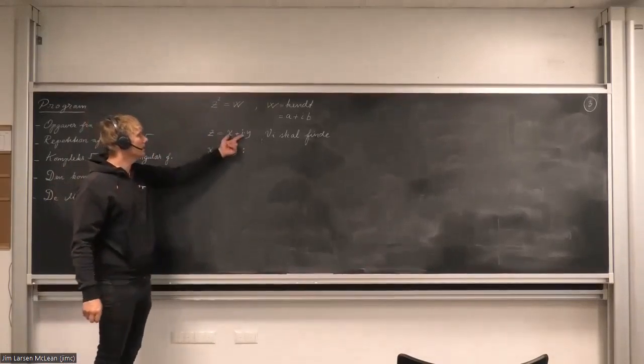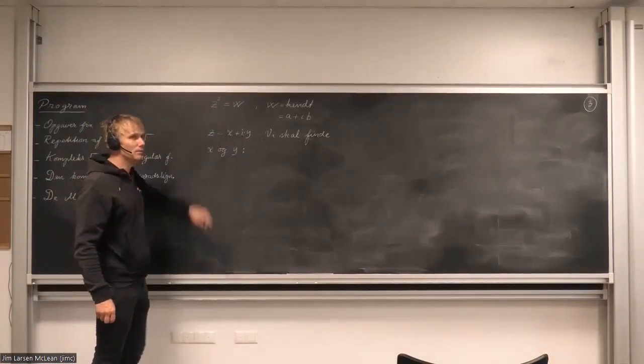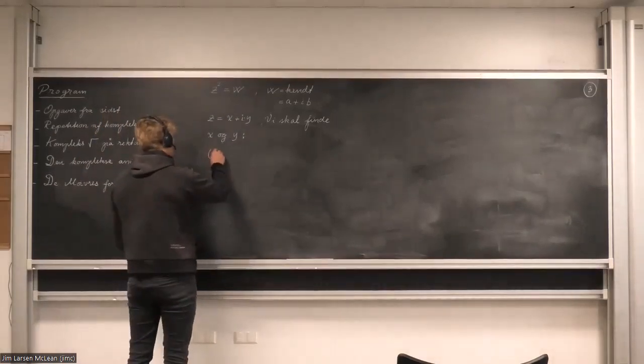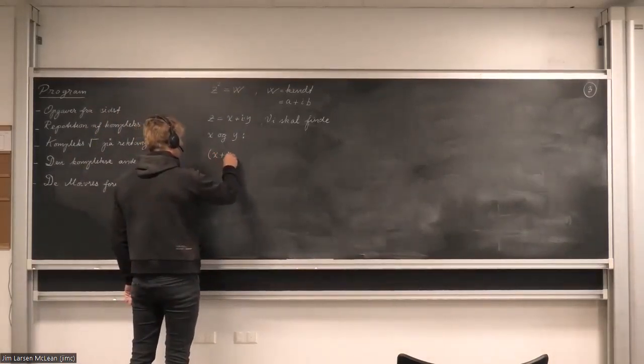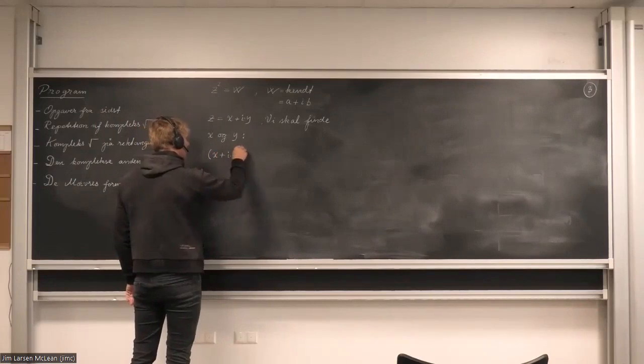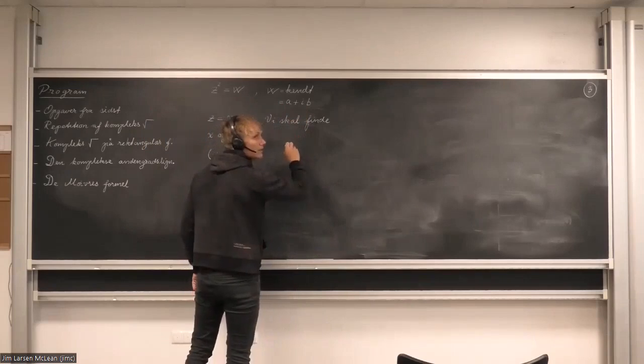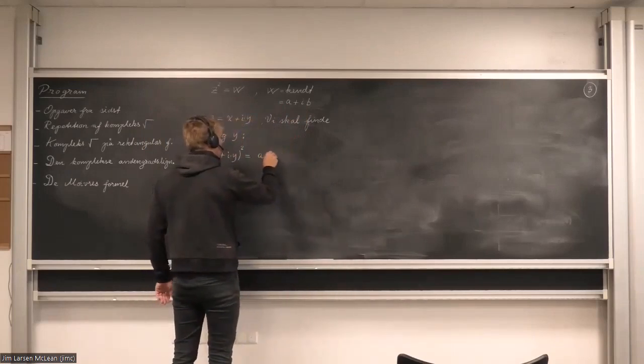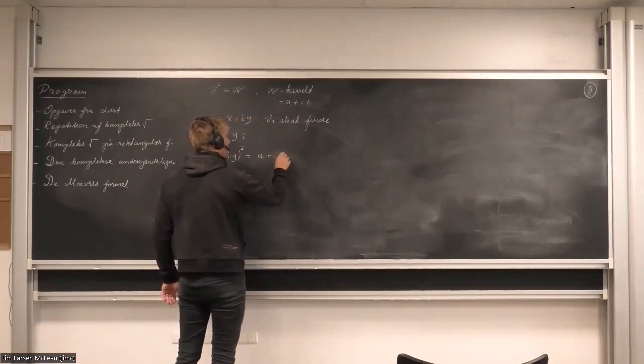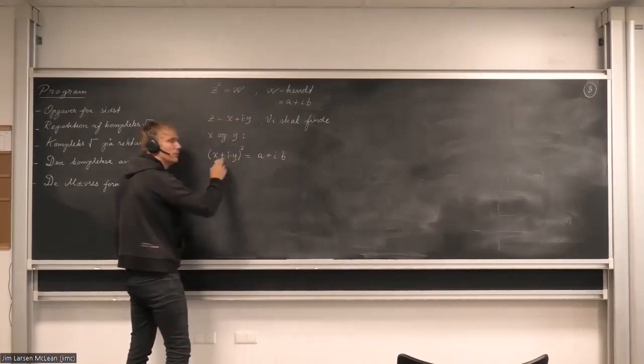First, what we do is we insert this x plus i y into the equation. We write x plus i times y. If you square it, then you should get W, but W was A plus i times B. And again, throughout the deduction, it's important to remind yourself that I know A and I know B. What I'm searching for are x and y. Those are the ones I want to find.